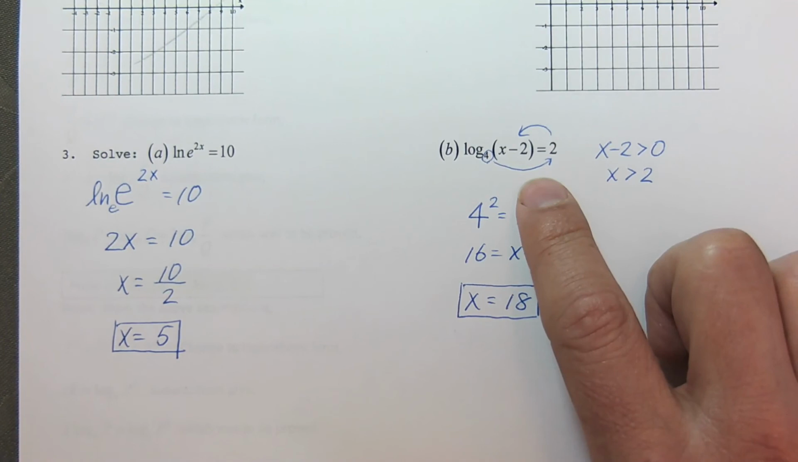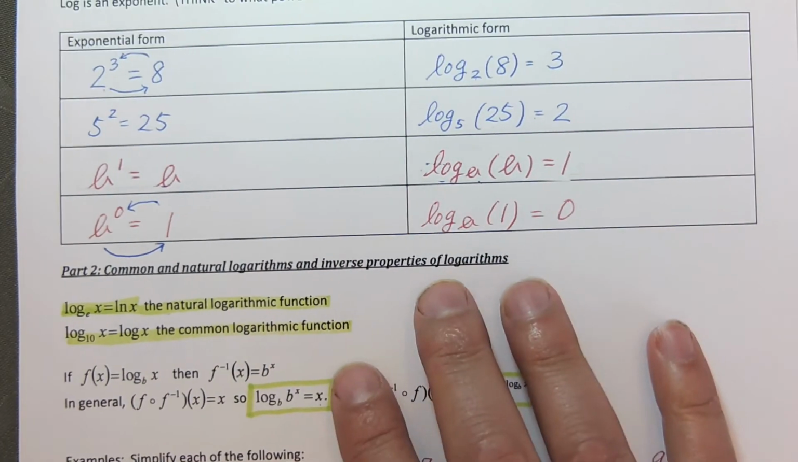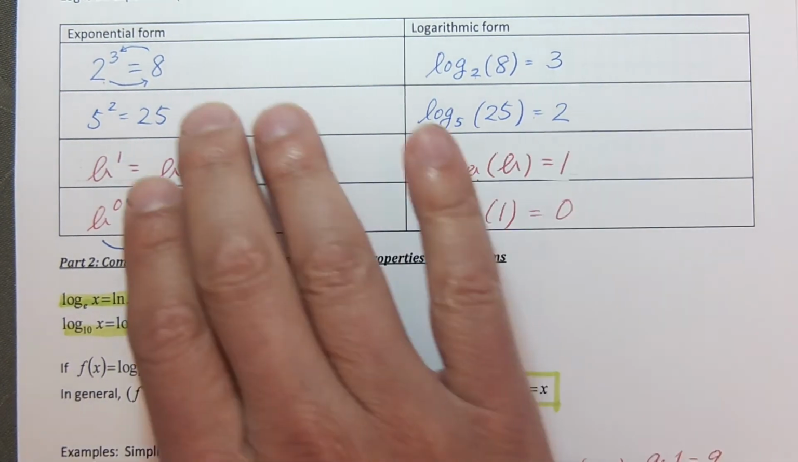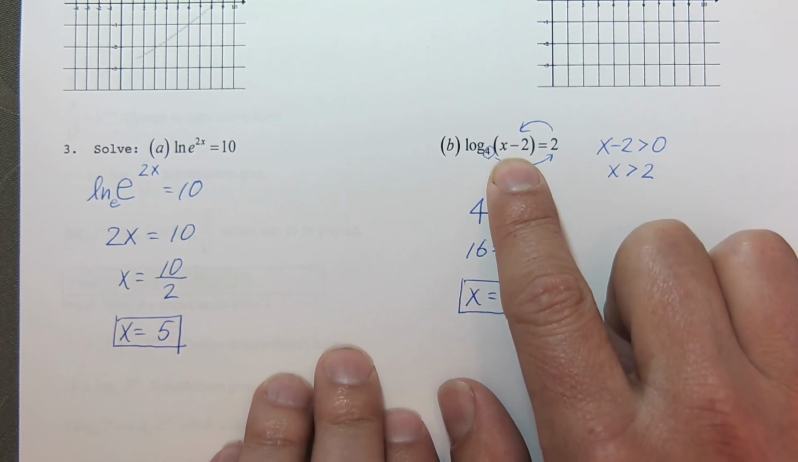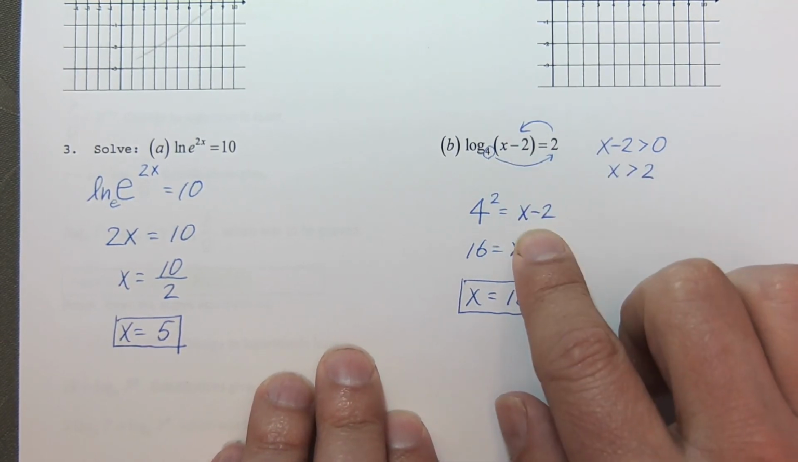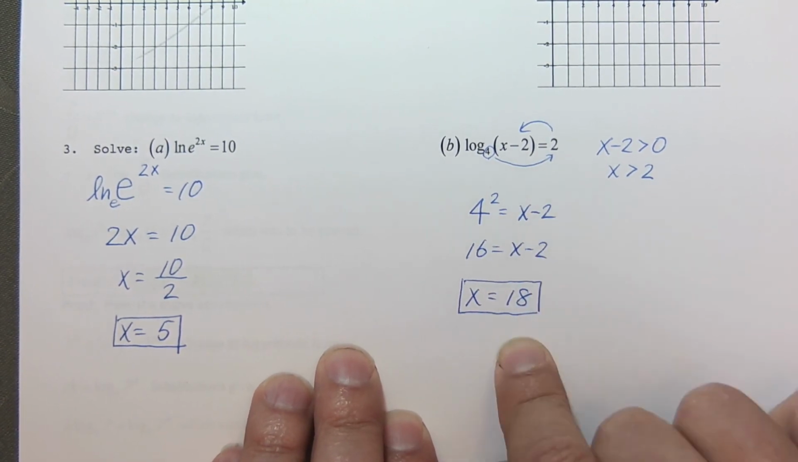This one, once again, we're going to convert kind of like we did here. We're going to go from logarithmic form into exponential form. And you can see that means that the x minus 2 is going to be by itself, and then I'm going to get 4 raised to the second power. So that's where that comes from. And then solve for x.